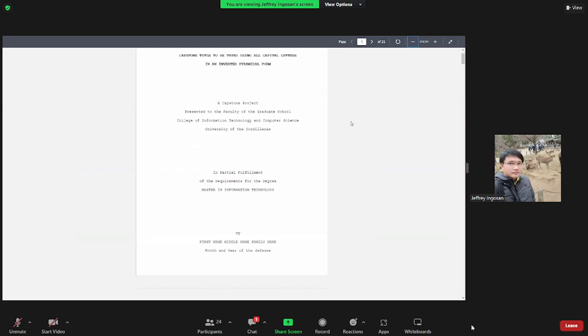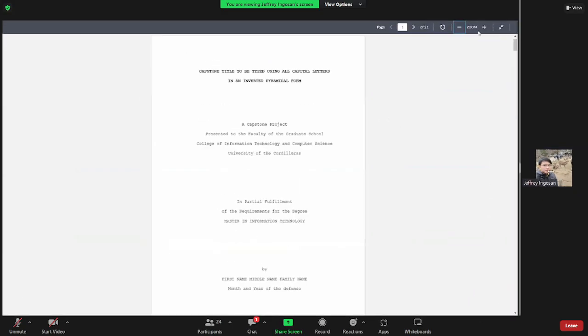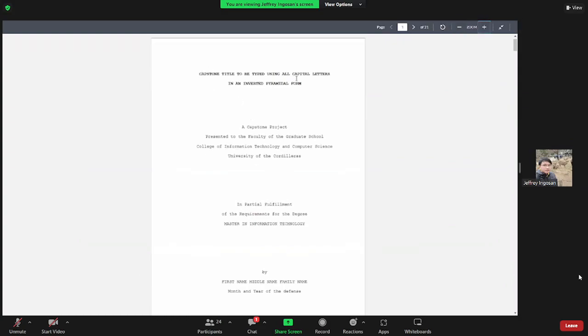So in the title page, you have there the title of your study. So it's found on the topmost part of the title page. The title of your study should be written in all caps, bold, and in inverted pyramid form.